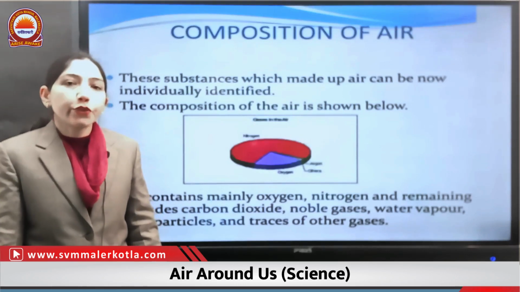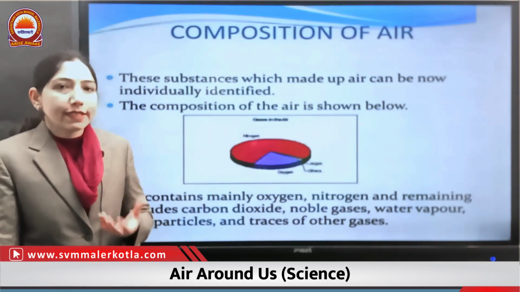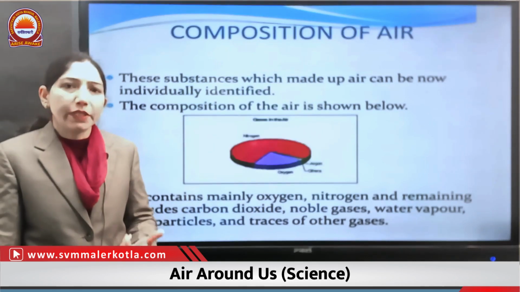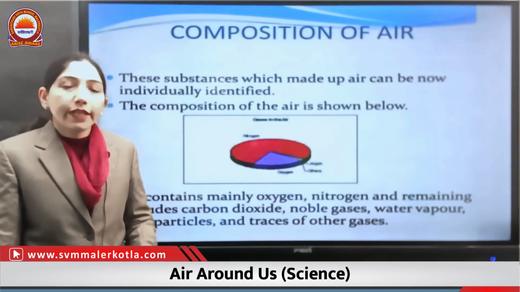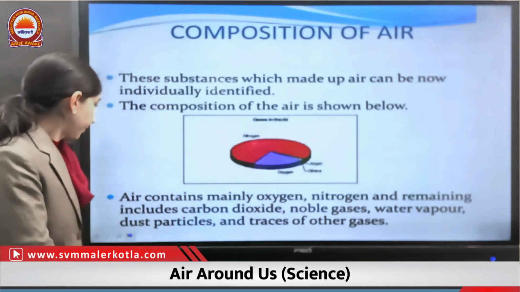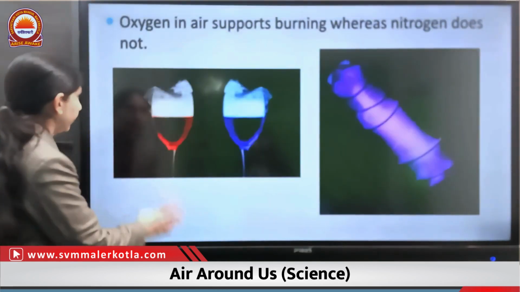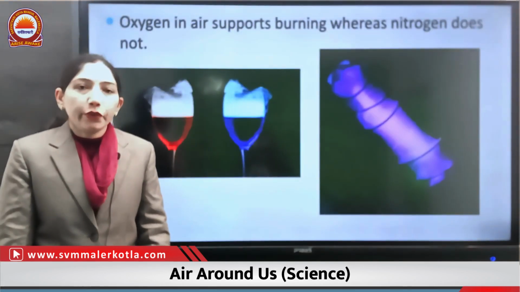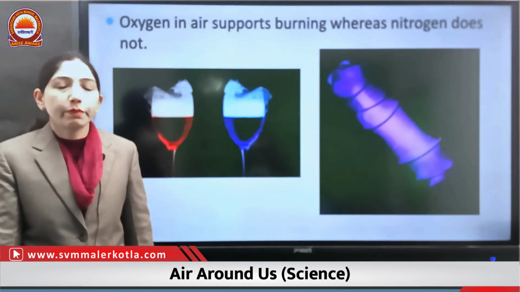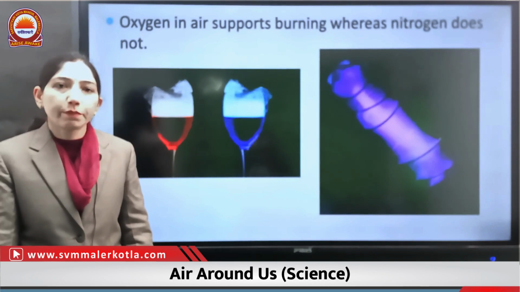After that, composition of air, because all gases have different percentages in the air. Nitrogen is the major constituent of air. Air contains 78% of nitrogen and oxygen 21%, and the remaining 1% is contained by other gases, water vapor, dust, smoke, etc. We know oxygen is present in 21%, and oxygen always supports burning and nitrogen does not support burning.